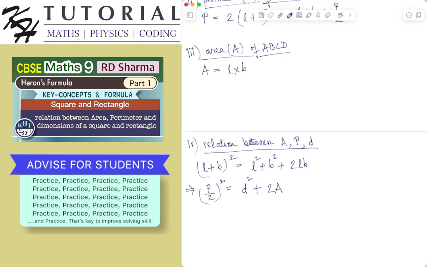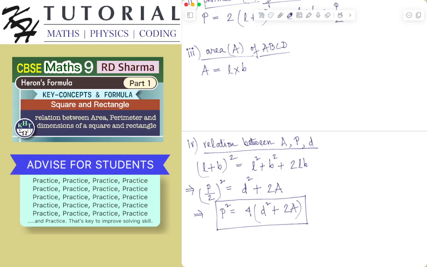So this implies we have, if I simplify this, P square is equal to 4 multiplied by d square plus twice A. So we see now, please do not try to memorize this formula. I am not trying to give you formulas to memorize and apply. Just understand the basic concepts, how I am deriving this formula.